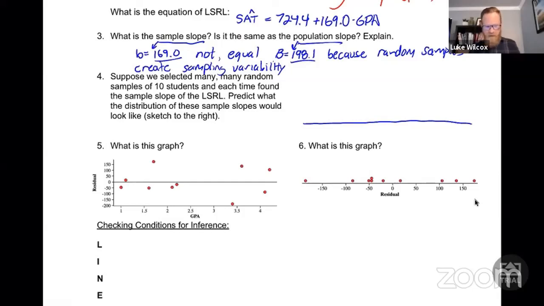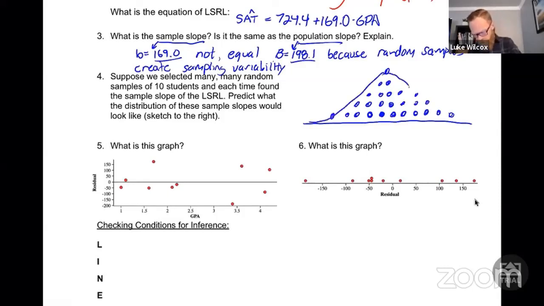And, you know, we got a slope of 169.0, and you'd put that dot down. But then the idea is if we took another random sample of 10 students, we'd get a slightly different value, and maybe it'd be a little more, maybe it'd be a little less. And you may well predict here that if you were to do this over and over again, you're going to get a pretty nice distribution of values here that might look something like this, right? And I'm hoping right now that you're saying, oh, that looks like a normal distribution. And we could draw a normal curve on top of that.